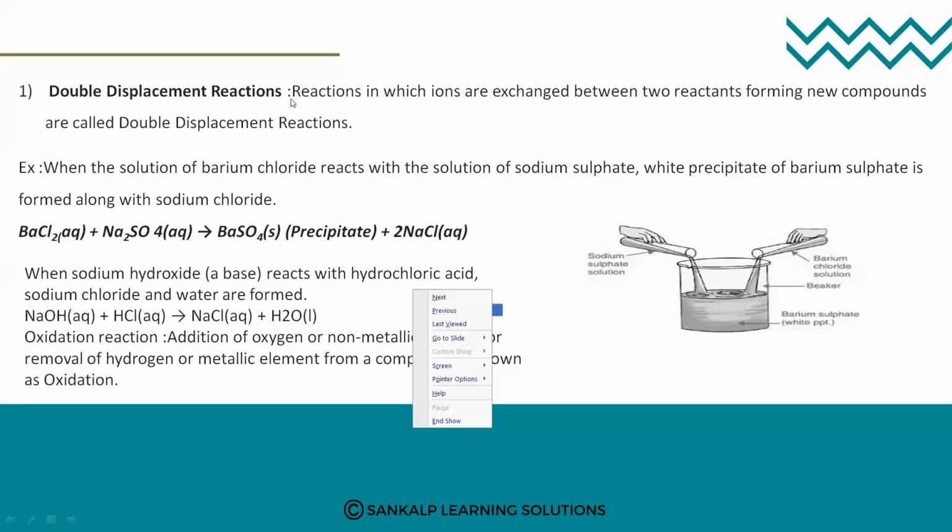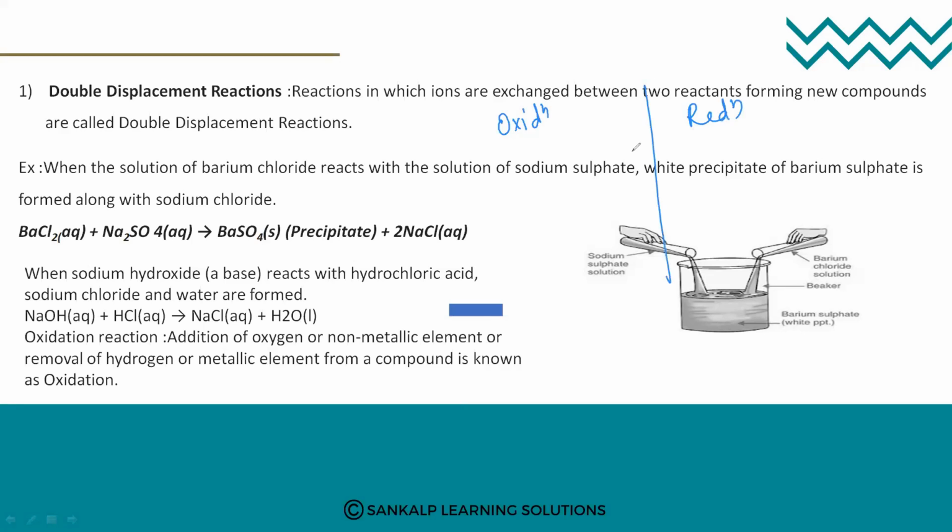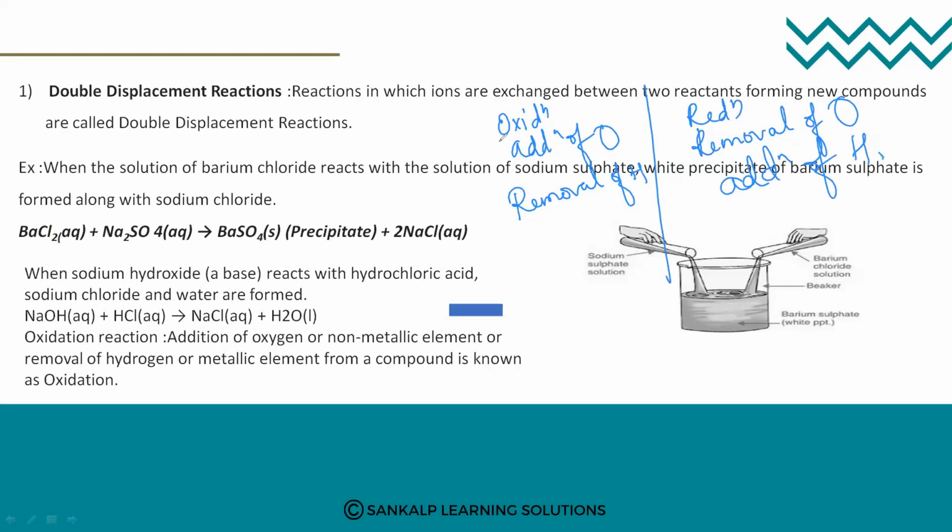Then we had started with oxidation reaction. What do you mean by oxidation and reduction reaction? Oxidation means what? Addition of oxygen. Reduction is removal of oxygen. In terms of hydrogen, oxidation is removal of hydrogen and reduction is addition of hydrogen. So this is in terms of oxidation and reduction. Remember the simplest definition.